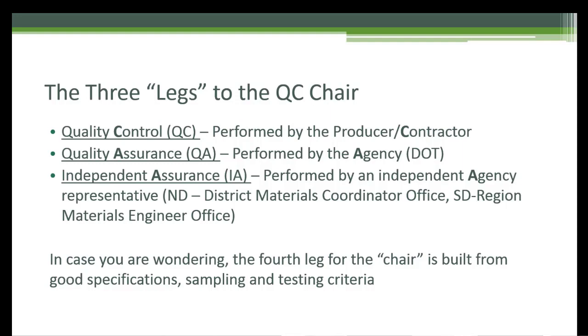So the first leg of the chair is quality control. The second leg, QA, the A is emphasized here, quality assurance, is performed by the agency, the DOT, the owner. So that's the second round of testing and acceptance. And then the third, and just as important piece of this, is IA, again the A emphasized, independent assurance. This is performed by an independent agency representative. Typically in North Dakota, that's going to be the District Materials Coordinator Office. In South Dakota, that's the Region Materials Engineer Office. So that's the third leg.